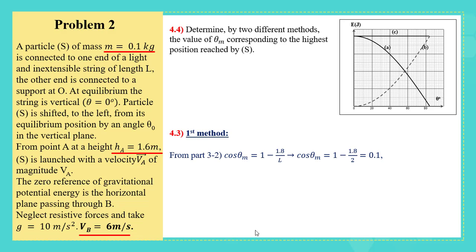Determine by two different methods the value of theta maximum corresponding to the highest position reached by S. First method: from part 3, cosine theta maximum equals 1 minus 1.8 over L. In this case, L is found, then theta maximum can be found also to be 84.2 degrees. The second method is graphical: for kinetic energy equals 0, theta maximum equals 84 degrees.